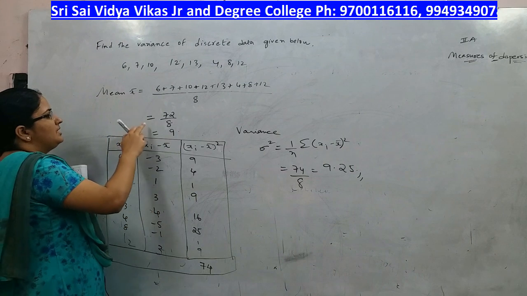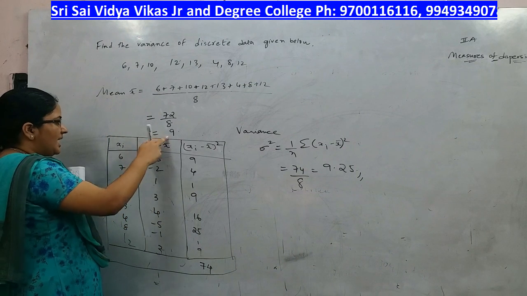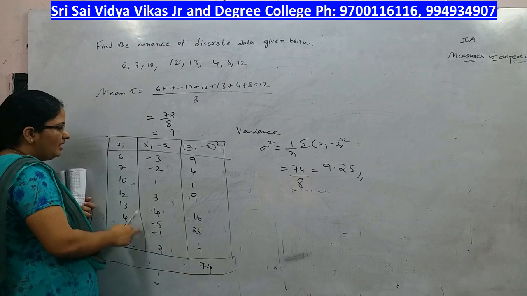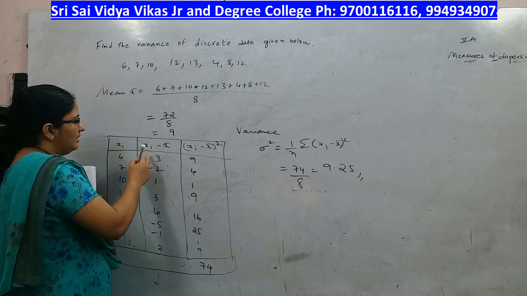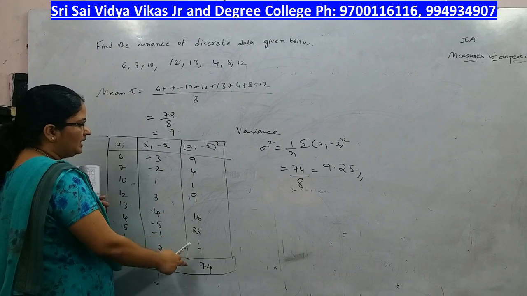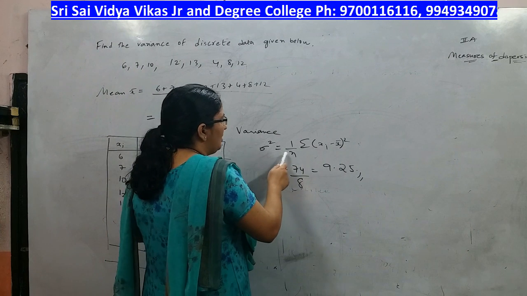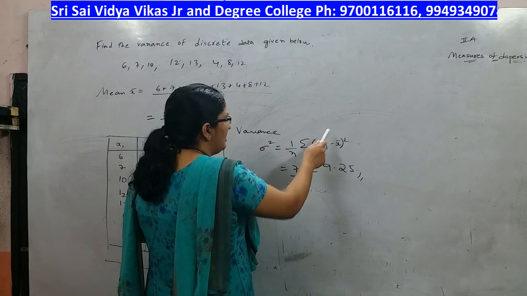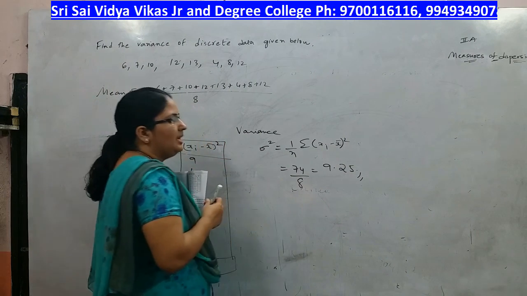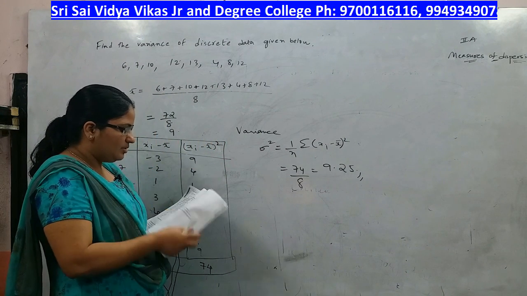First step is you have to find the mean. After finding the mean, find out xi minus x bar, that is, subtract the mean from every observation. Now you will get some values; square them, add them, and substitute in the variance formula, that is sigma square is equal to 1 by n summation (xi minus x bar) whole square. This is 74 by 8, that is equal to 9.25. This is one set of problem. Let us do the next problem.